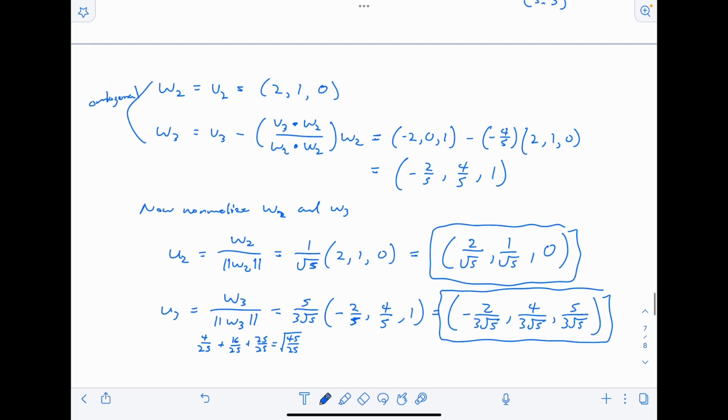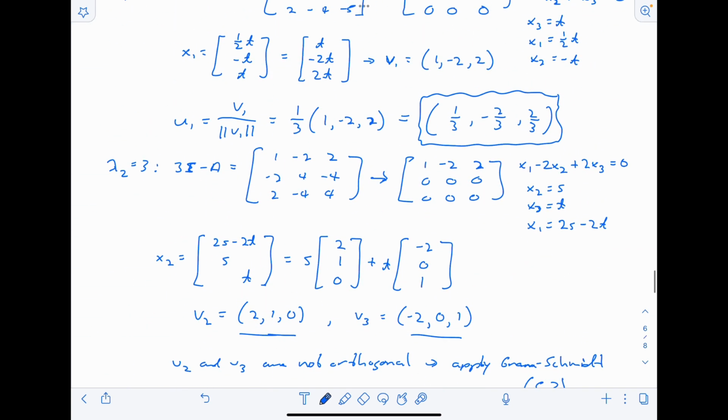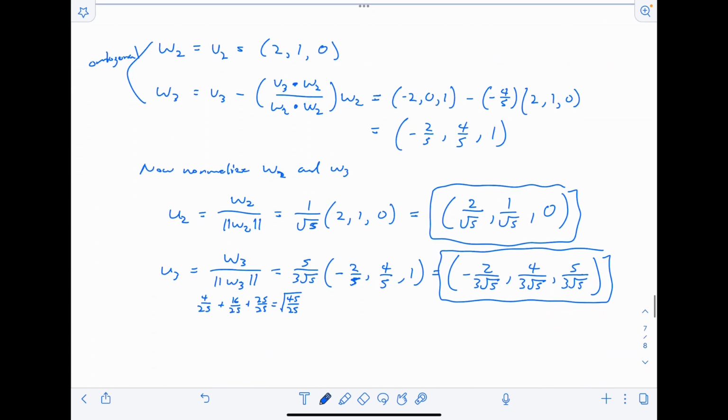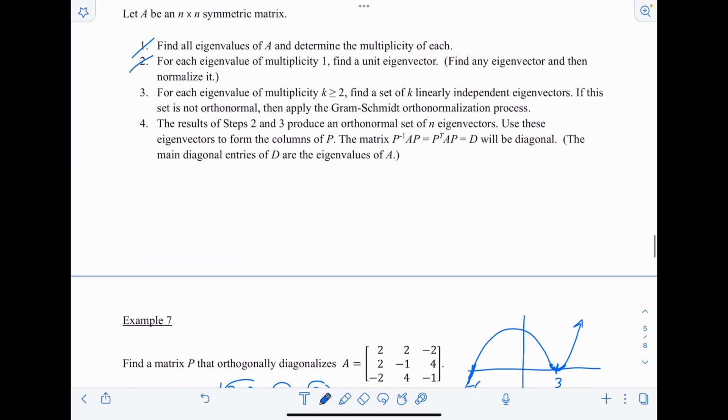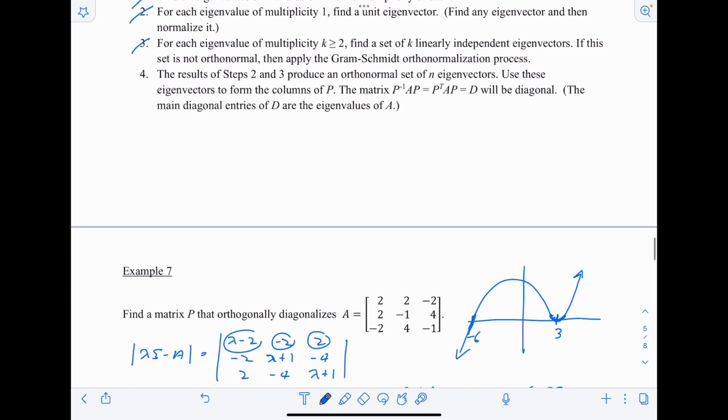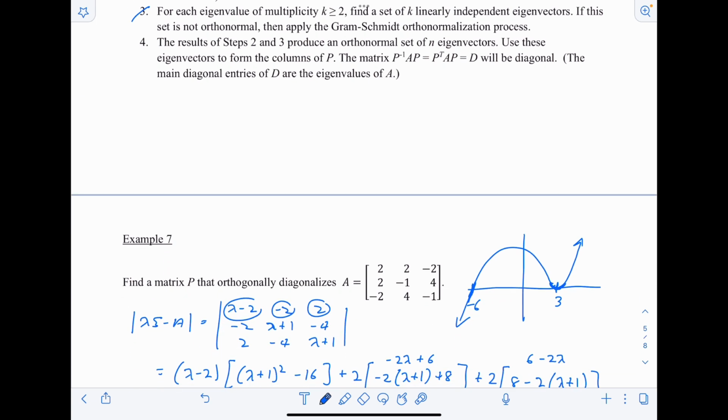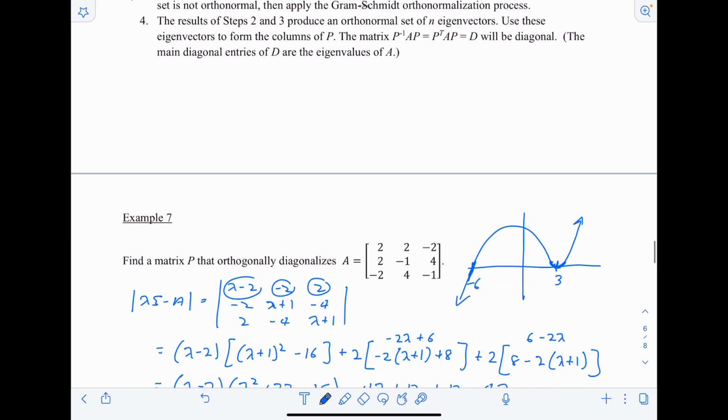So now we have three vectors. We have the one that we found up here, U1. We've got these two down here, U2 and U3. So we just finished step 3. That was a big step. And now step 4 says, taking all of those vectors that we found, we're going to use them to create the columns of P. And P is the matrix that orthogonally diagonalizes A.